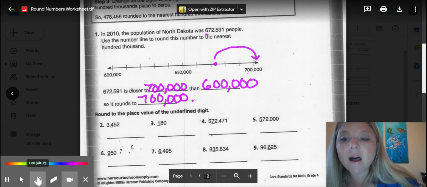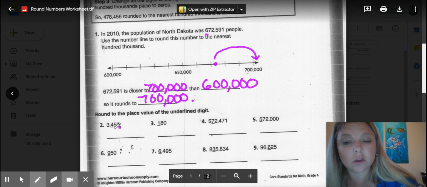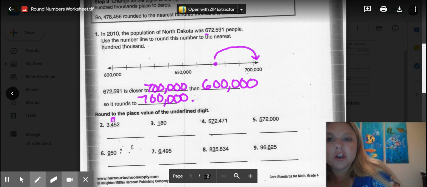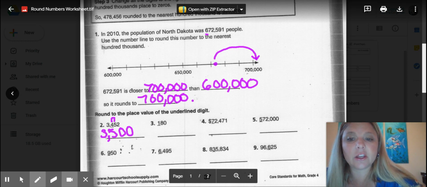Now, for the worksheet itself, you are just going to round some numbers. If I'm going to round where the underlined digit is, they want me to round the 100 spot. That 4 looks at its neighbor, which is a 5. Remember, our task analysis tells us that anything that's 5 or higher, we have to round up. So I'm going to keep the 3 because it's to the left of the underlined number. That 4 goes up, and everything to the right of that number turns into zeros. So my rounded number is 3,500.